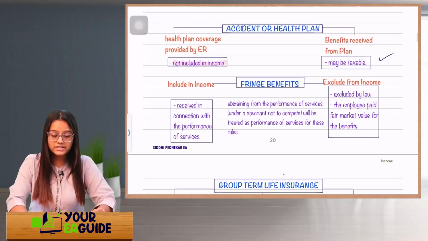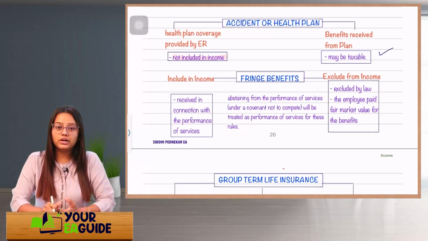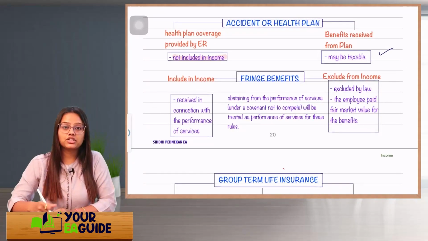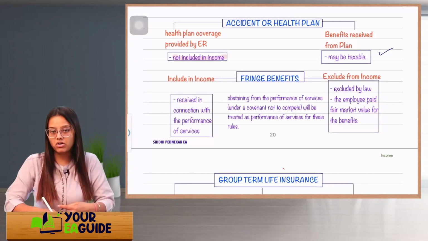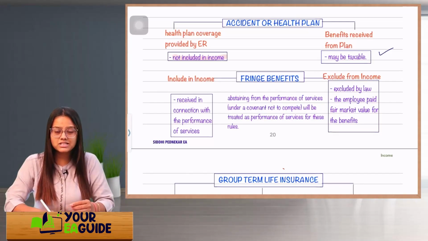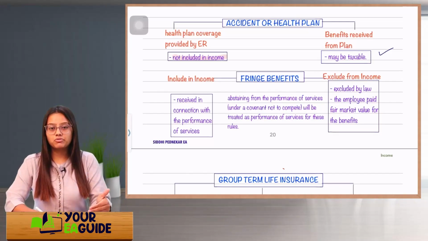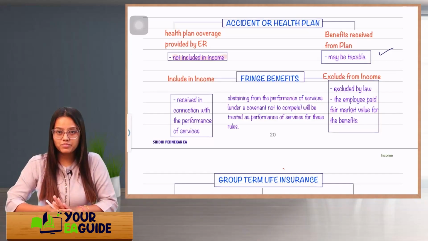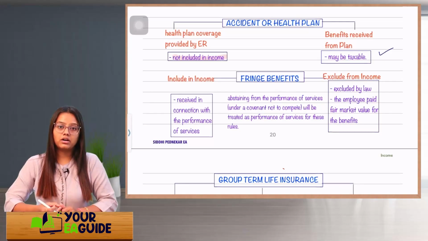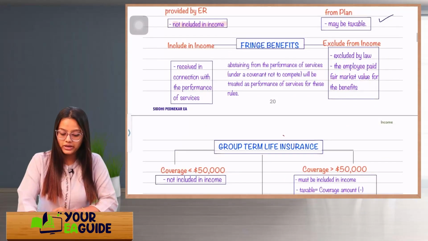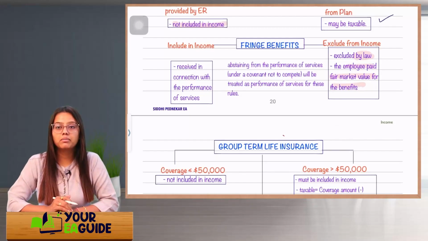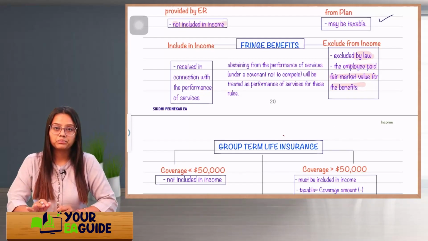Okay. Next is fringe benefits. When will it be included in income? If it is received in connection with performance of the services. Let's say at the office you are receiving meals or some tea, coffee, snacks. So this is just at the time of performing the services, you are receiving those fringe benefits. Some small benefits are there. Okay, so it is included if it is received in connection with the performance of services. And second, it is excluded if it is excluded by the law and the employee paid fair market value for the benefits, right?